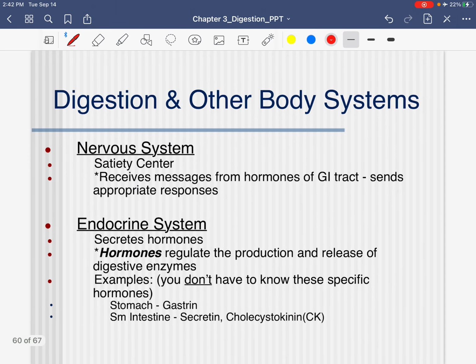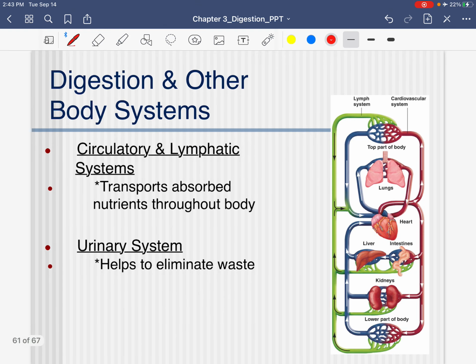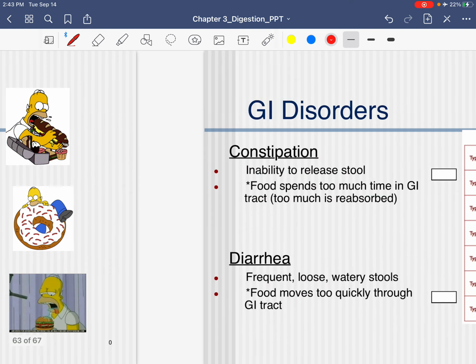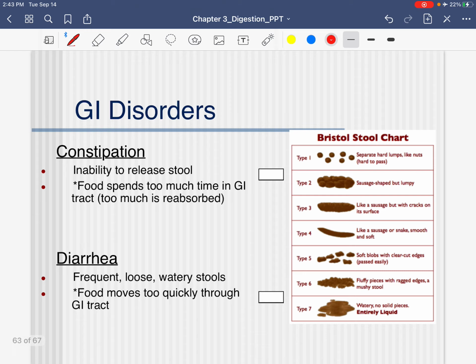The digestive system doesn't work alone. It works with other systems. You don't have to know these, but as we go through the semester, here and there, I'll be talking about other body systems because the digestive system doesn't work alone. Okay, the end here is just some disorders that could occur around the digestive system. I want to make a point, and I would like you to know this.